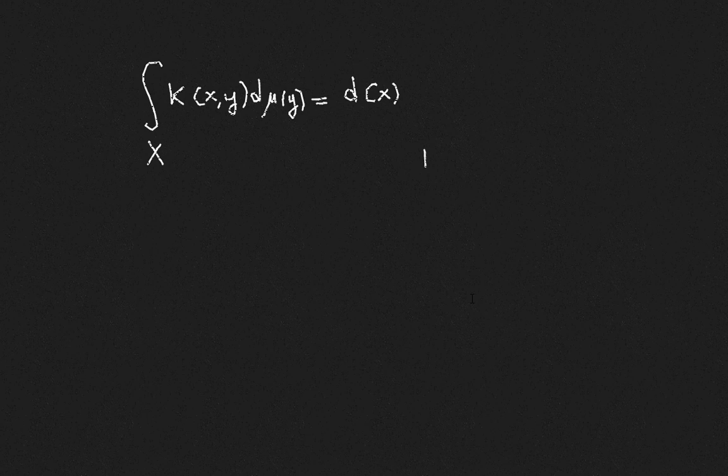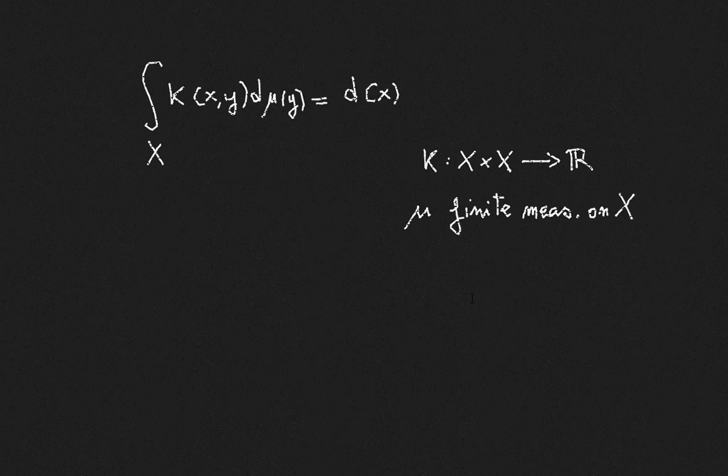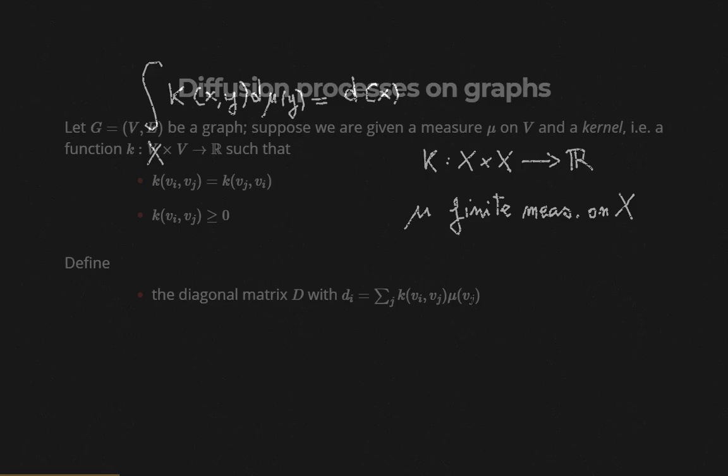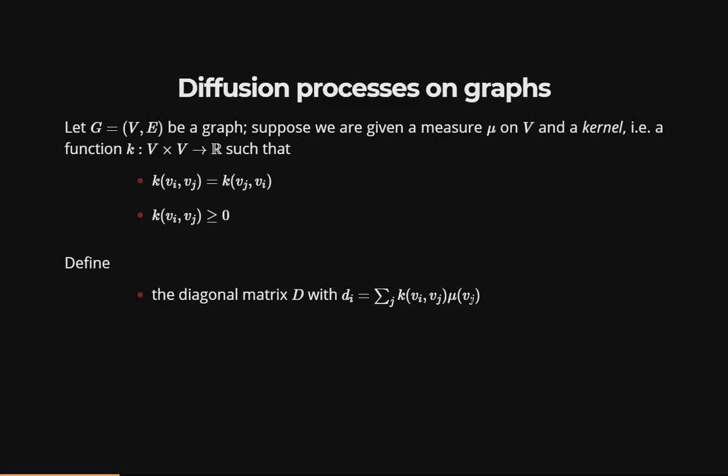And obviously the kernel now is just a function from X times X to R, and mu is a finite measure on X. But anyway, we will always be in the discrete setting.